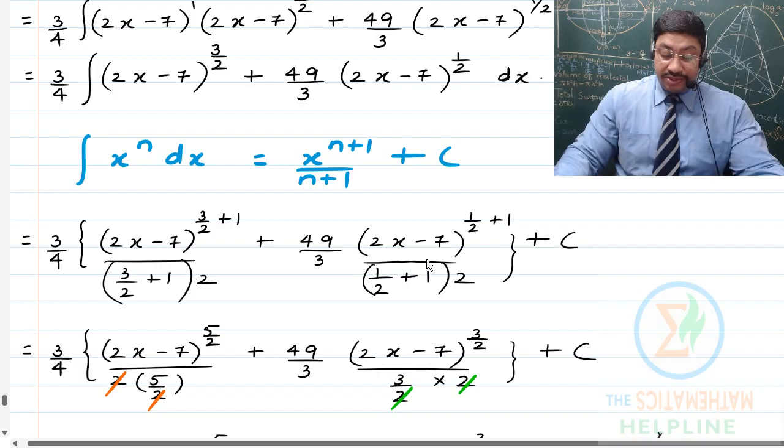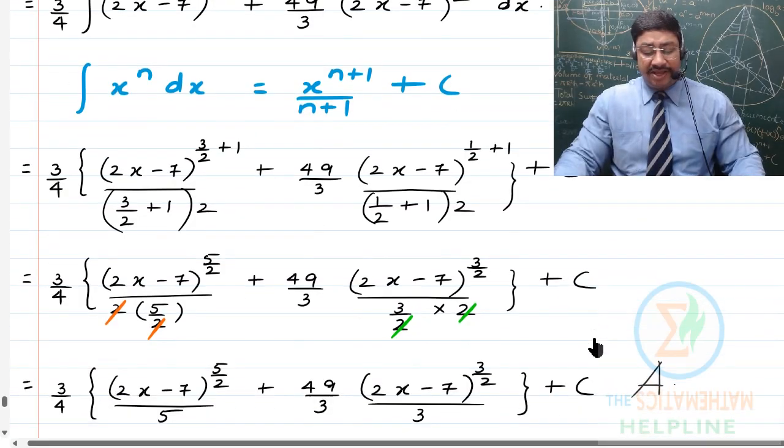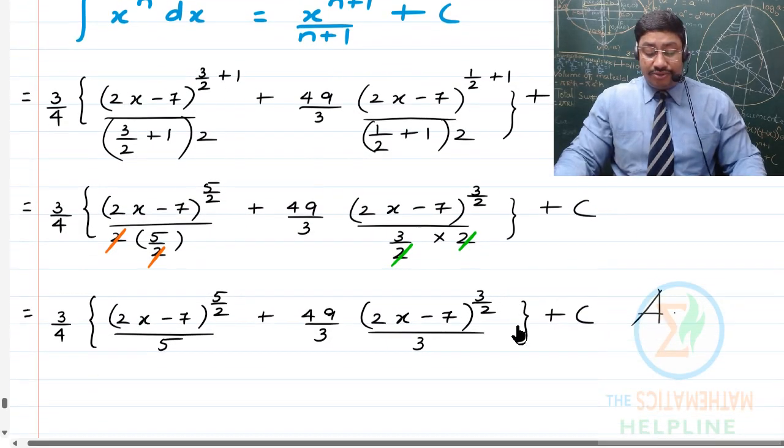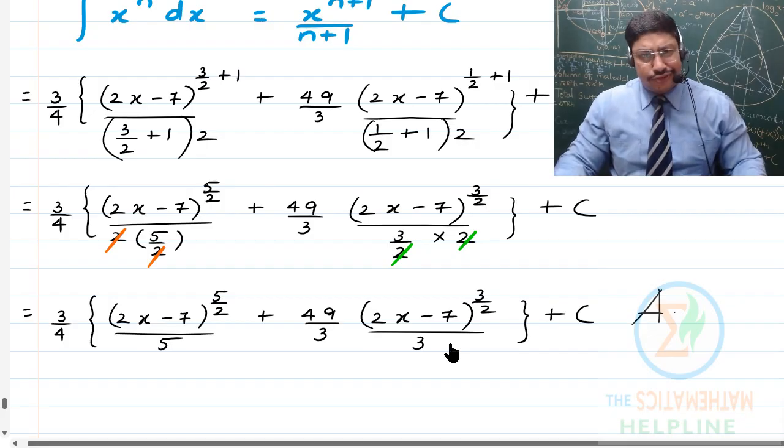And here too we do the same, that is 2x minus 1 raised to the power 1 upon 2 is going to be treated like x raised to the power n. So that's why we have 2x minus 7 raised to the power 1 upon 2 plus 1 divided by 1 upon 2 plus 1. But since the coefficient of the linear term is 2, that's why you will divide with 2. And thus this is the integral. Further, just a little bit of simplification has been done here to get to our final answer. I hope you are clear about this for sure.